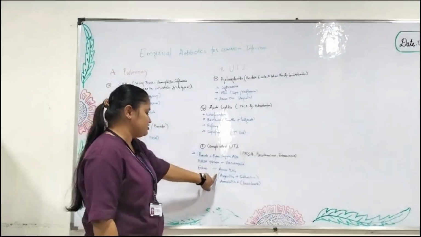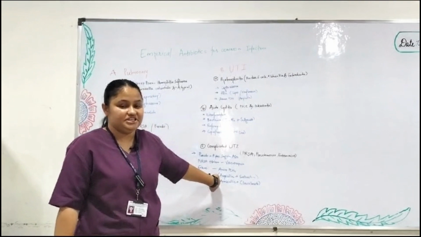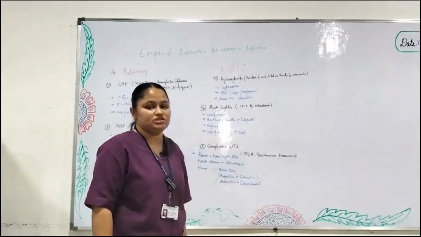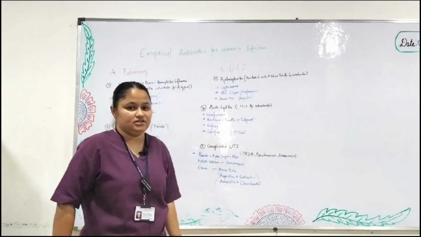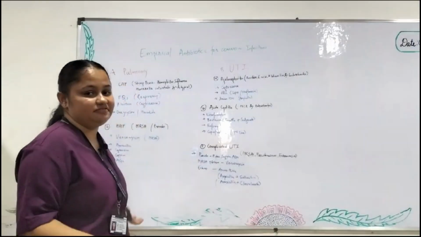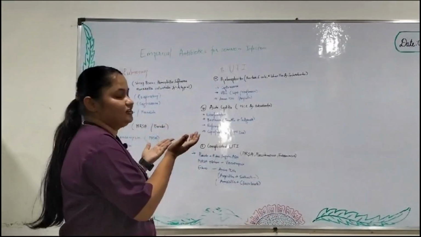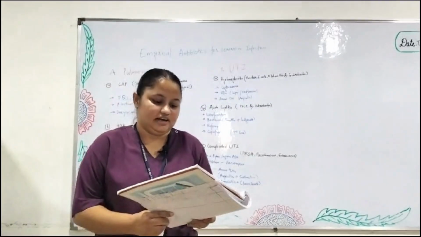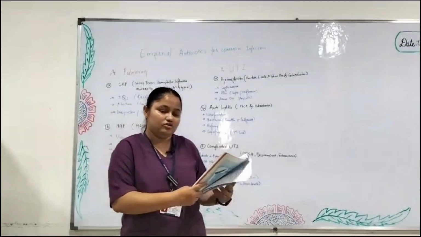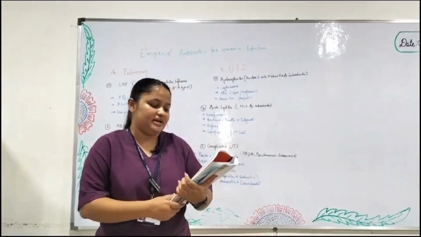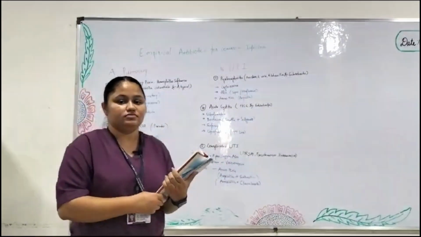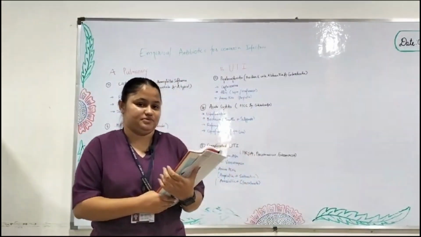Ampicillin and sulbactam is generally used in pediatric patients, and amoxicillin and clavulanate is used in adult patients. So this is a brief overview of the bacterial coverage of some antibiotics. Now if we see the guideline, exactly how you should start the antibiotic empirically, before knowing the bacterial susceptibility.